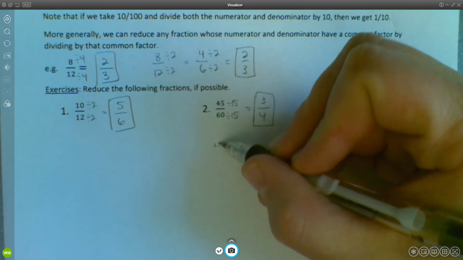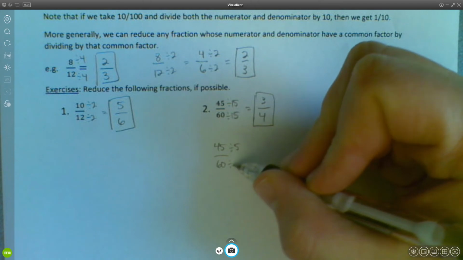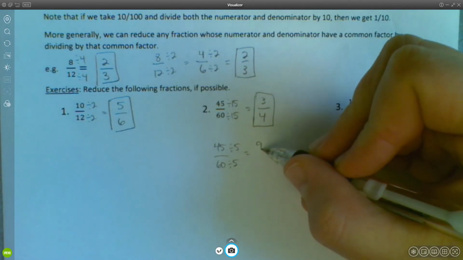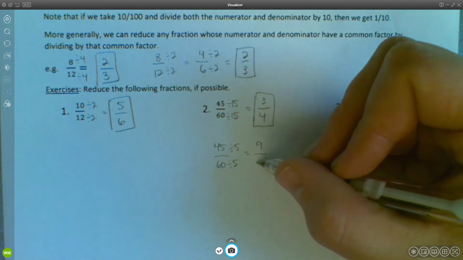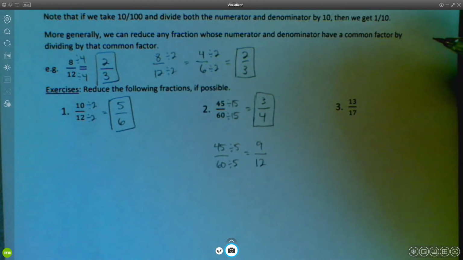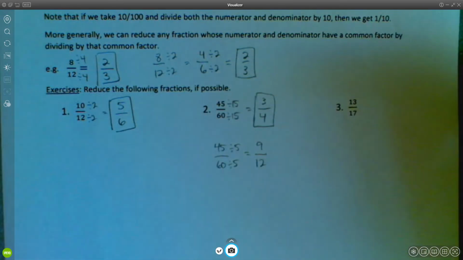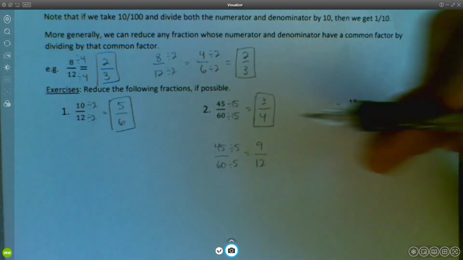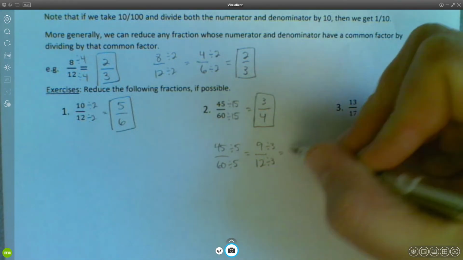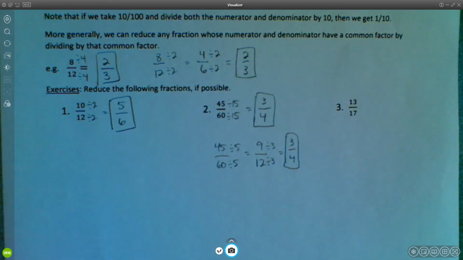Now, I suspect that some of you probably didn't realize that 15 would go in. That's okay, right? We commented on the fact that these are both divisible by 5, so you could start there and say 45 divided by 5 is 9. 60 divided by 5 is 12. Okay? And then you could ask yourself, well, does this reduce any further? And the answer is yes, 3 goes into both of these things. And so you could divide by 3, and then you would get 3/4, just like before. So either way is fine.